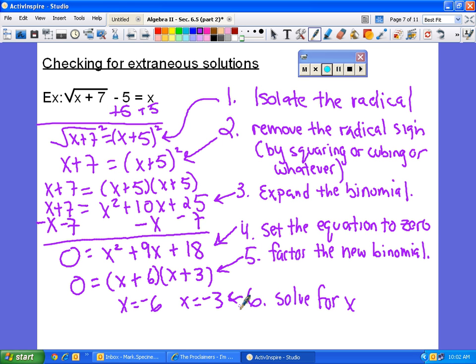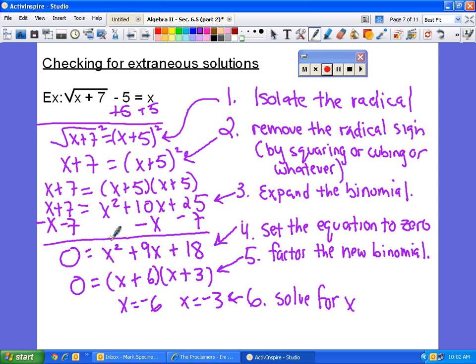Yes? How do you get 9x from 10x minus 1x? 10x, think of them as puppies. If I have 10 puppies and I take away 1 puppy, how many puppies do I have left? 9.